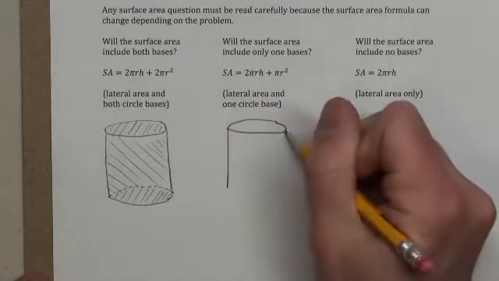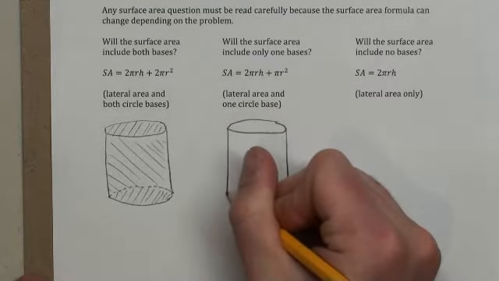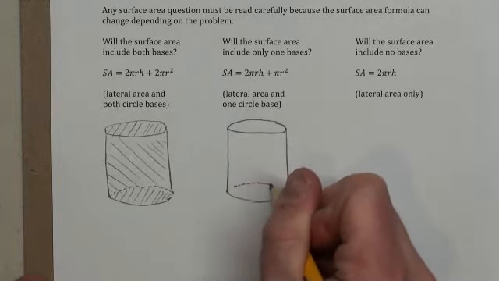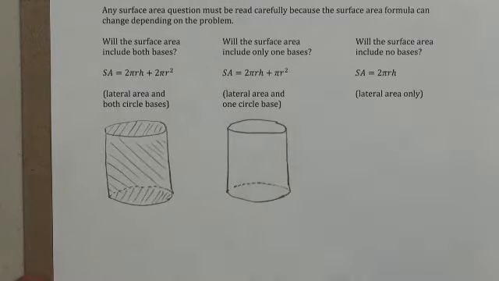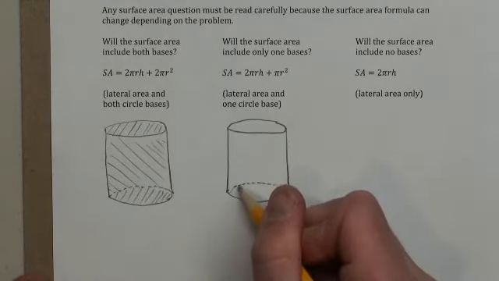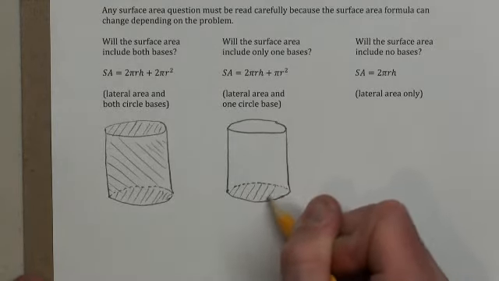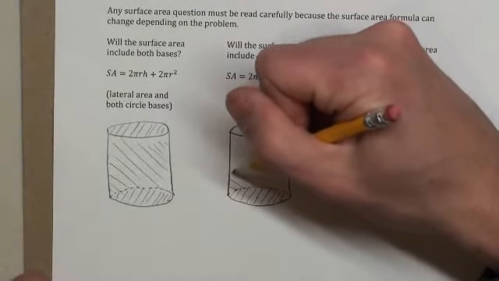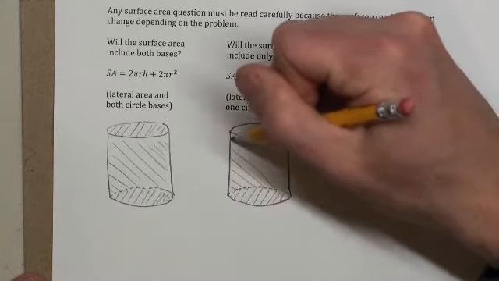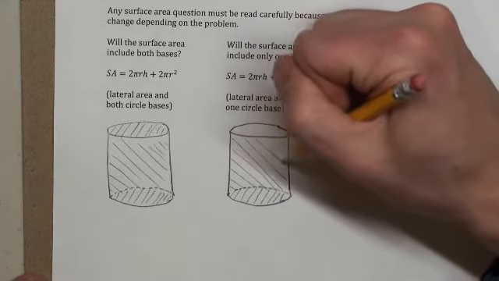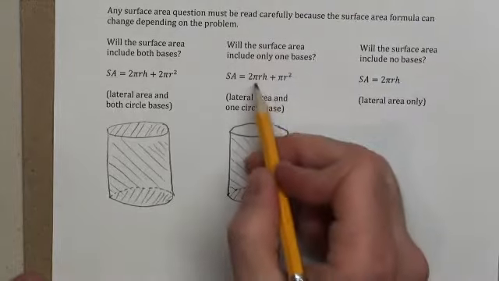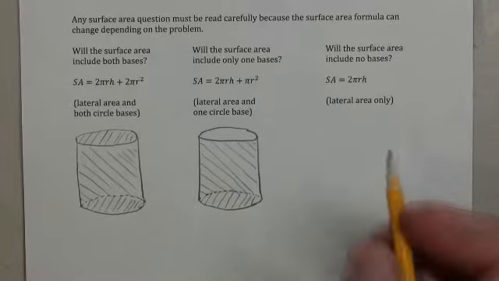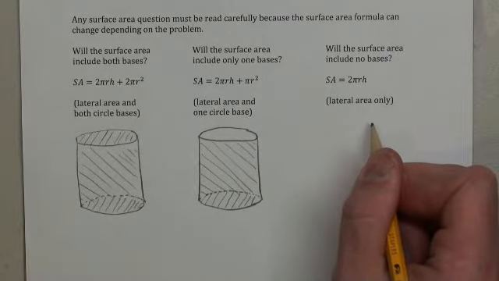For this case, one of the circles is open. So let's say it's an open can. Okay, we'll still have the bottom area, which is where our pi r squared comes in, and then we'll have this lateral surface area still, right? The distance around the whole entire cylinder, which is our 2 pi RH, but we will not have the top.